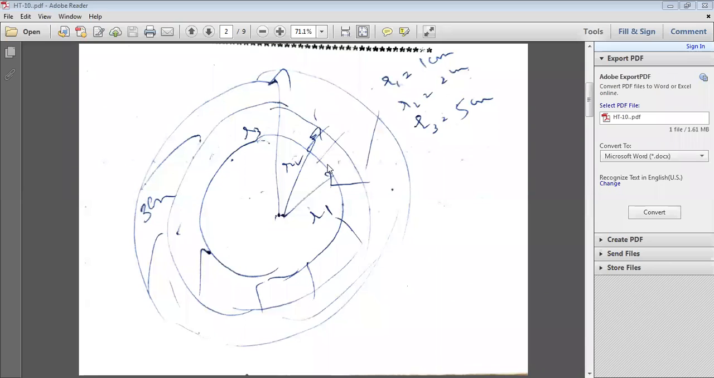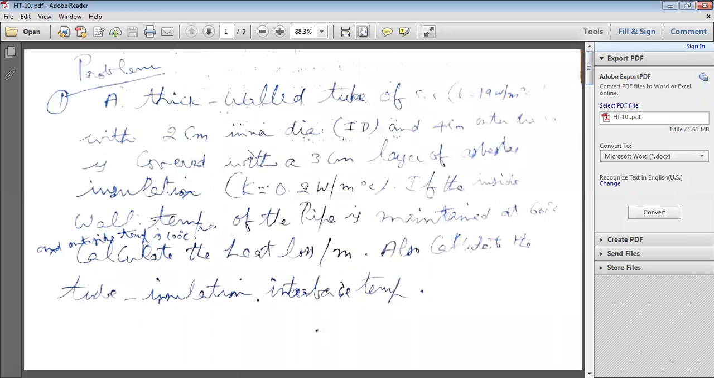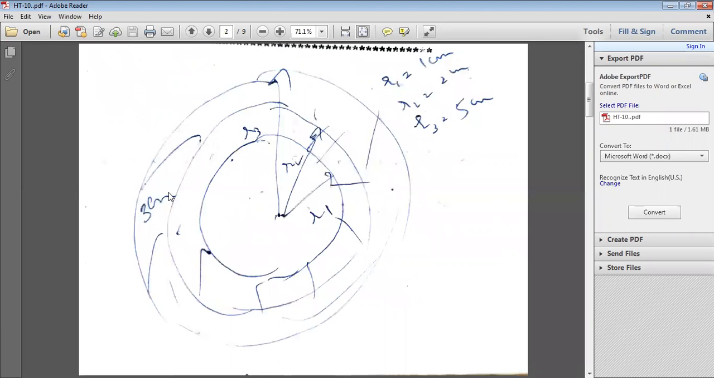In the problem, the inside diameter is 2 centimeters, so the inside radius is 1 centimeter, and the outside diameter is 4 centimeters, so the outside radius is 2 centimeters. This stainless steel has thermal conductivity K of 19 watts per meter Kelvin and is covered with a 3 centimeter layer of asbestos. So the stainless steel tube is covered with a 3 centimeter thick asbestos sheet.